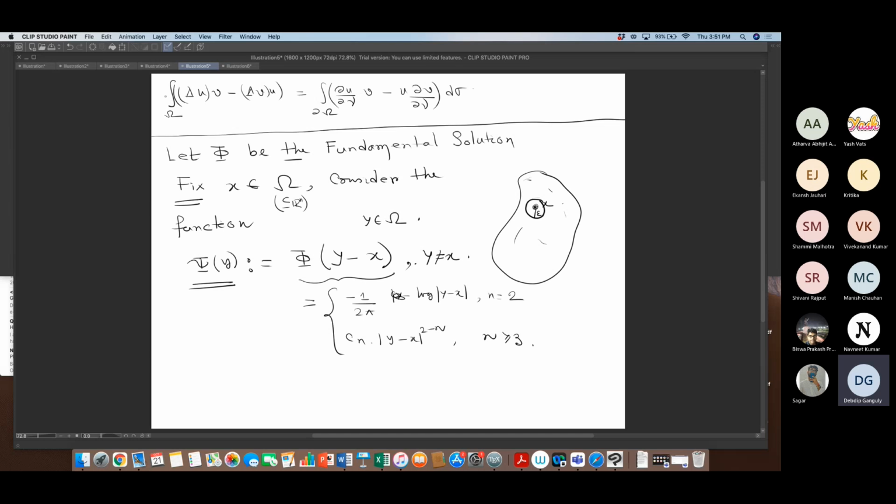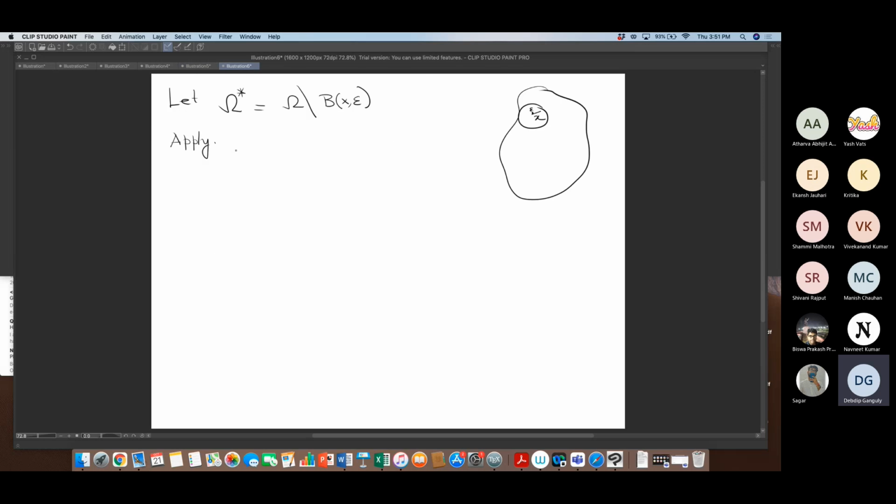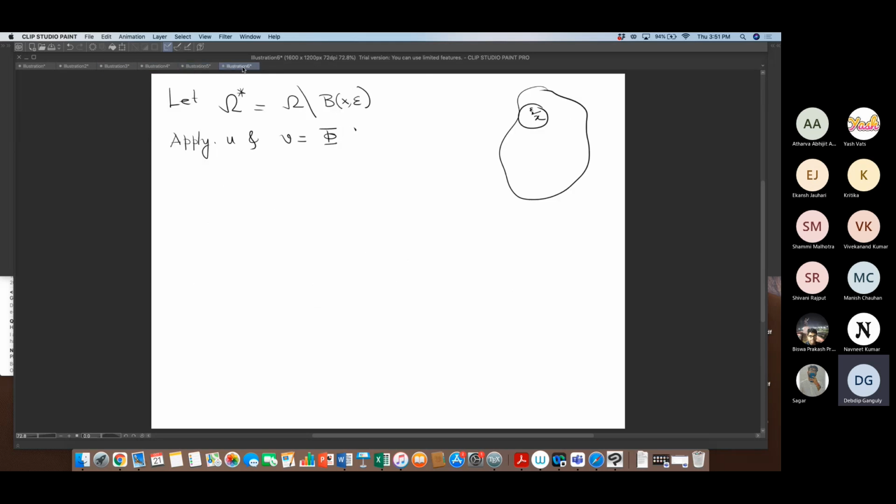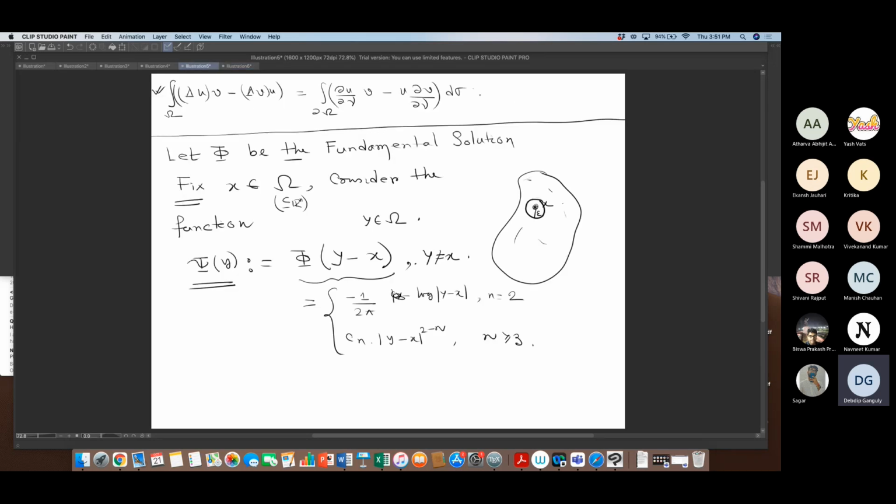this formula, with u and v equal to capital V. So u is some function. We will see what that function is, and v is phi. You just apply it, since it holds for every u and v in C1 of omega closure intersection C2 of omega.